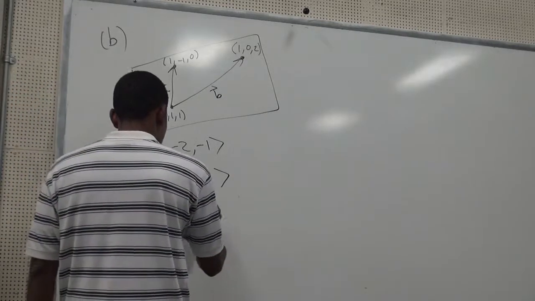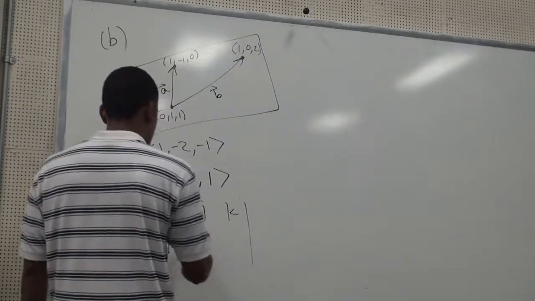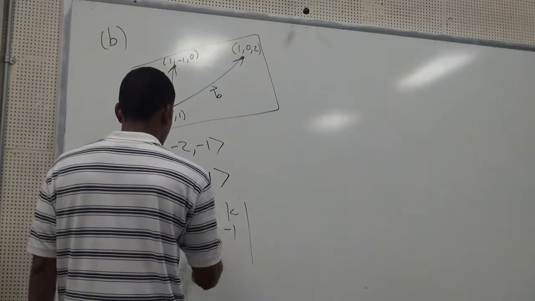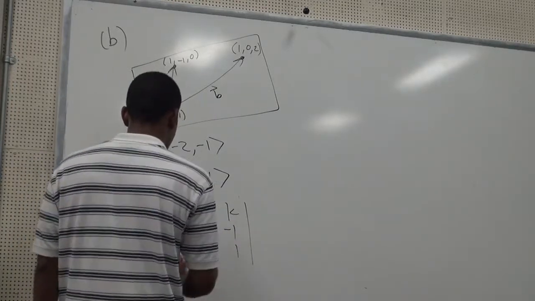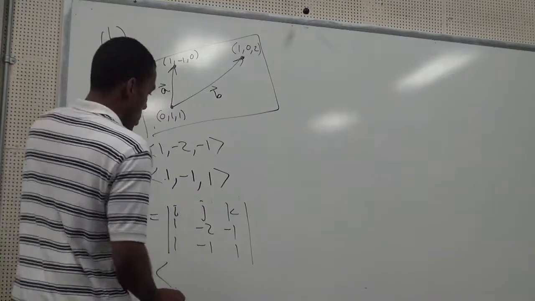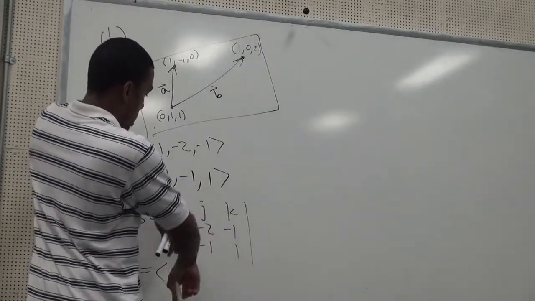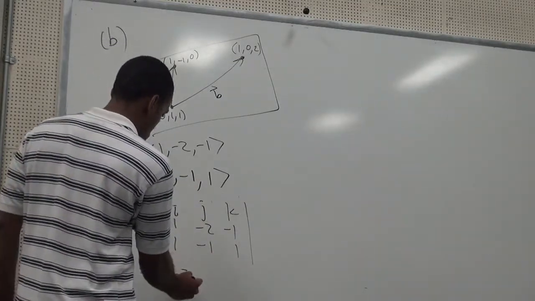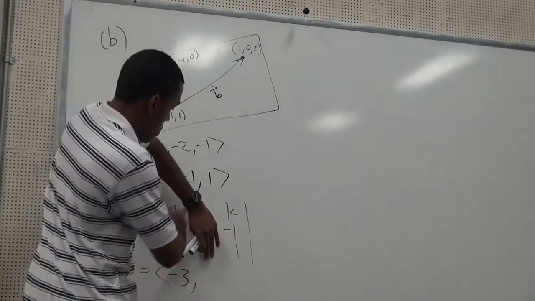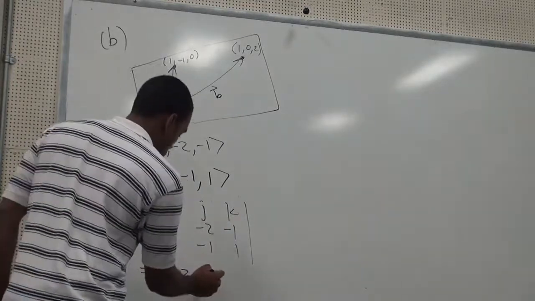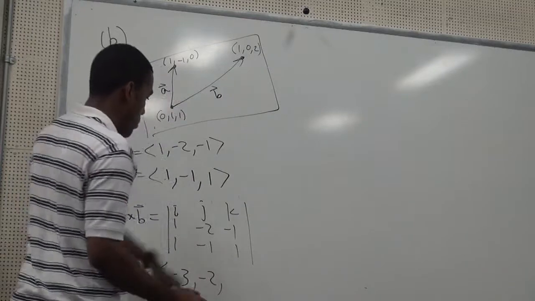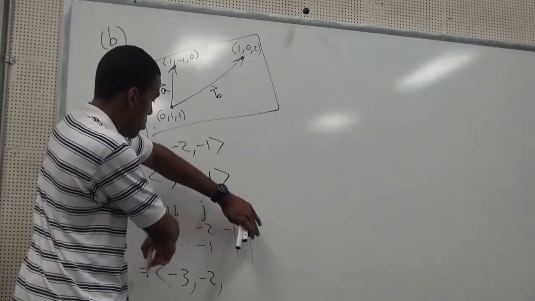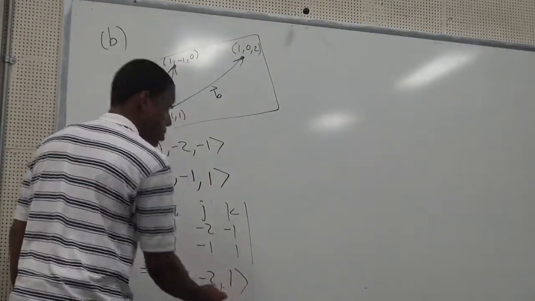So this is going to be i, j, k, 1, minus 2, minus 1, 1, minus 1, 1. That's going to be minus 2 minus 1. This is going to be 1 plus 1, and then you make that negative. It's going to be minus 1 plus 2, 1. Right?